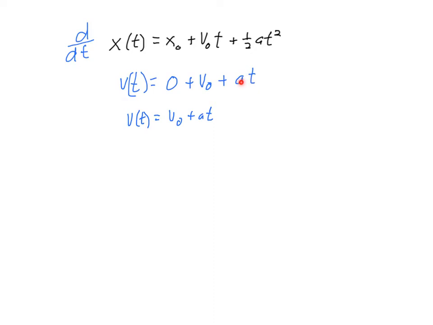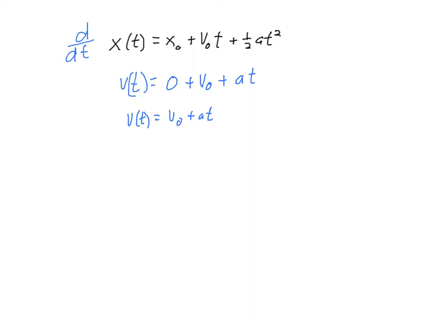A is a constant, so that stays right there. So it's 2 times 1/2 a, right, and the 1/2 and the 2 get canceled out because 2 times 1/2 is 1. I end up with, hey, check that out, that's another one of our kinematic equations right there.